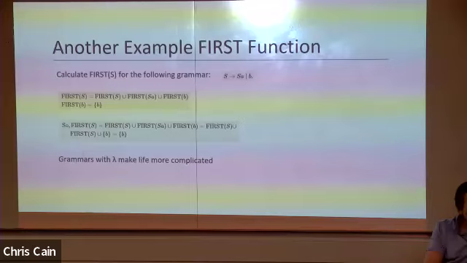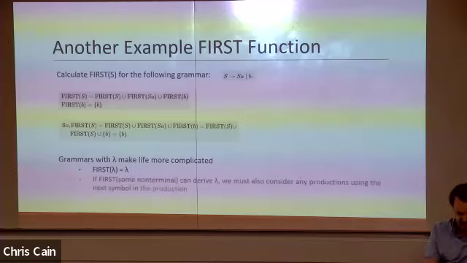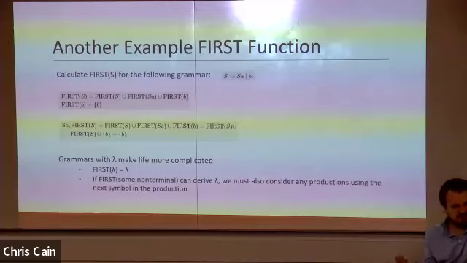But I ended last class saying that lambda makes life just a little bit more complicated. So what are the rules that we're going to use for lambda? If we see a production with just lambda on the right-hand side, the first of lambda is lambda. But if we have first of some non-terminal, and that non-terminal can derive lambda, we also have to think about any productions that use the next symbol in that production.